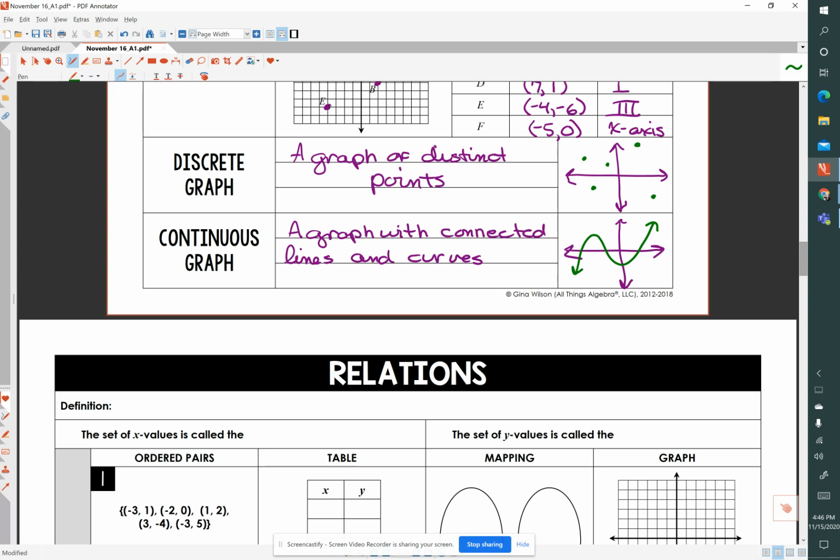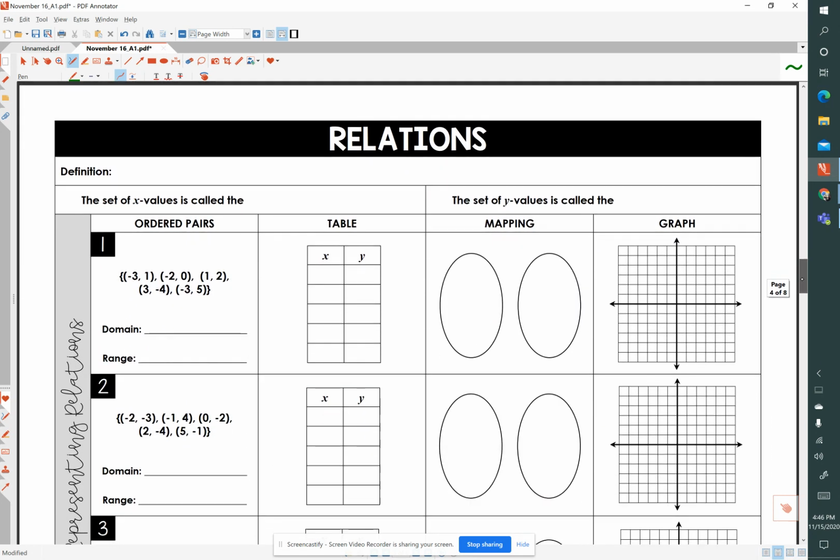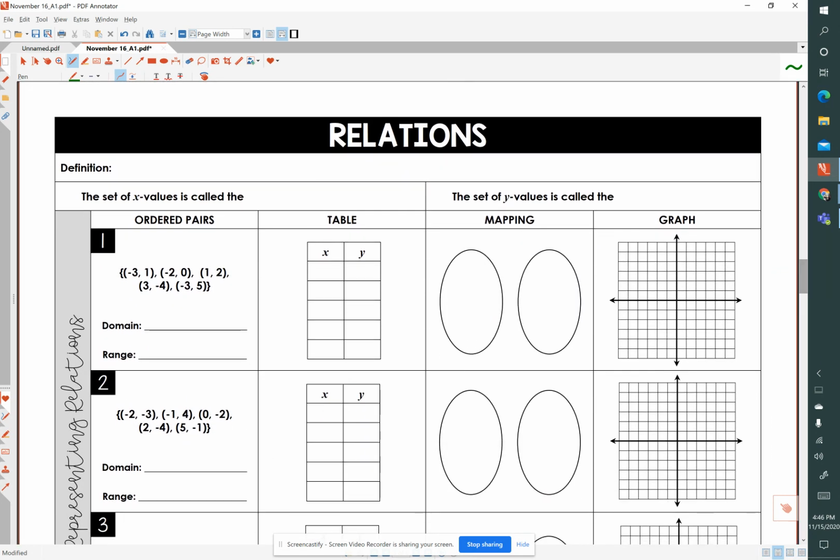Okay, now let's have a brief discussion of relations. What is a relation? The definition of a relation is a set of ordered pairs. The set of x values is called the domain, and the set of y values is called the range.